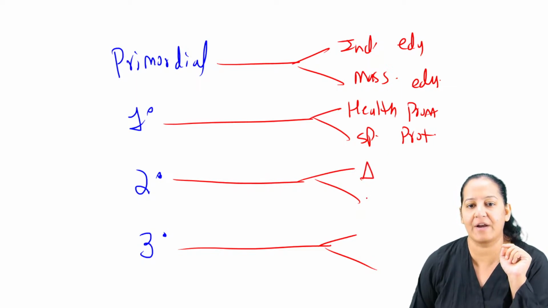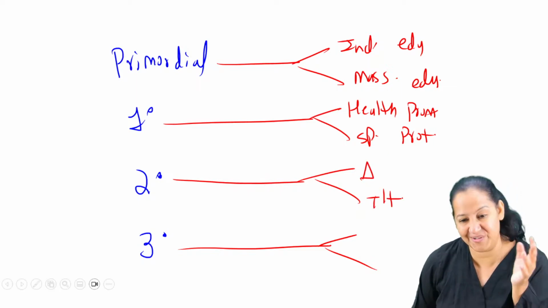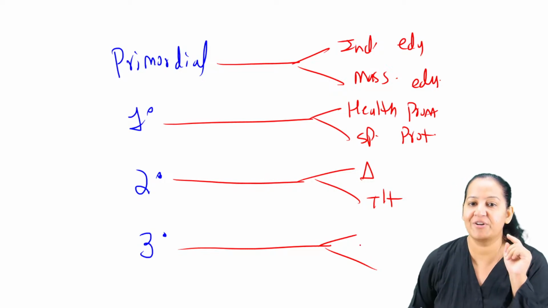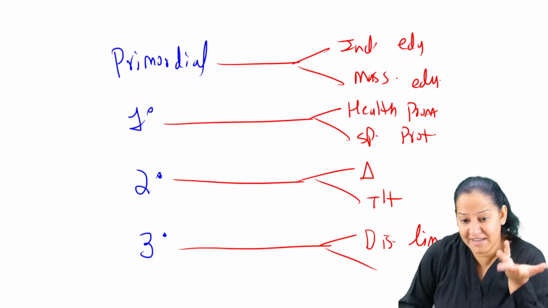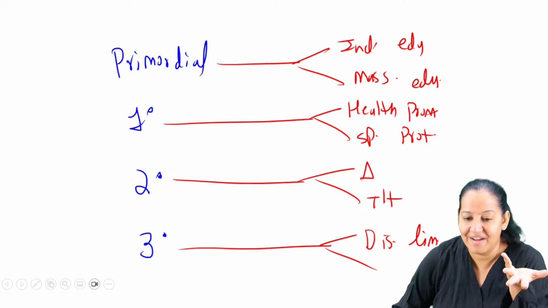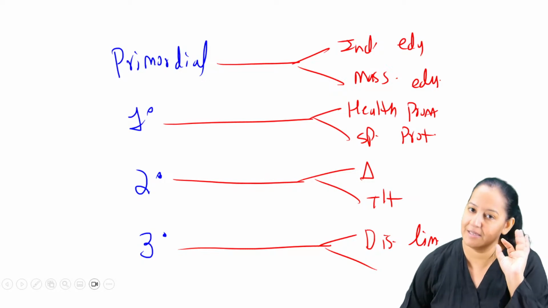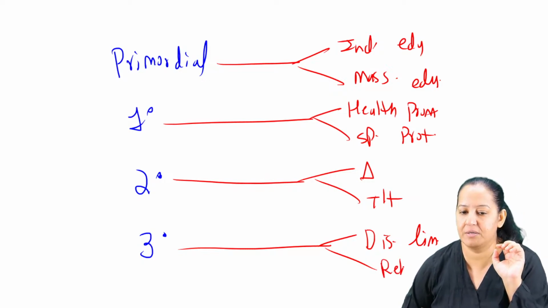For secondary, it's 2 things: diagnosis and treatment. The disease is already there. Now you can do the early diagnosis and treatment. And for tertiary, you can do 2 things: disability limitation, to limit the disability that is already there, since the person already has the advanced disease, and rehabilitation. So these are the 8.